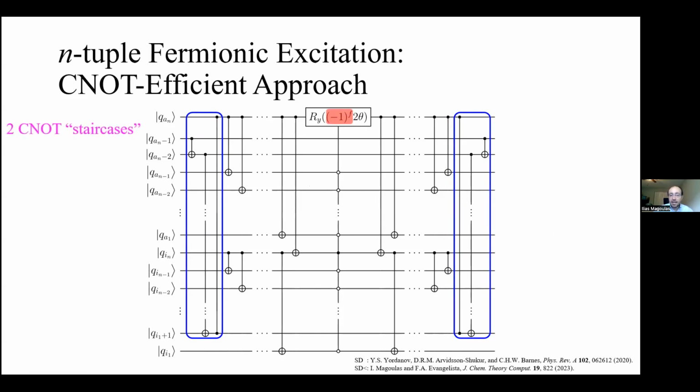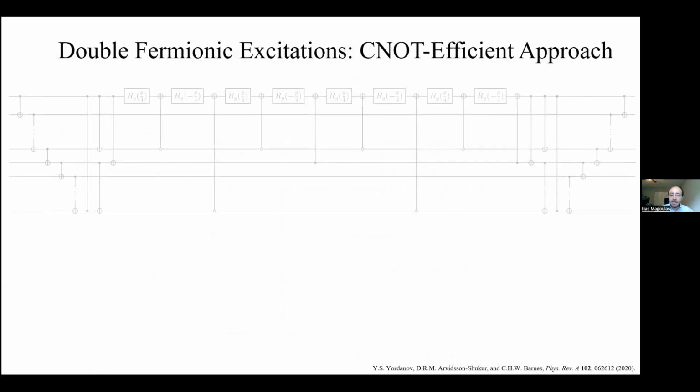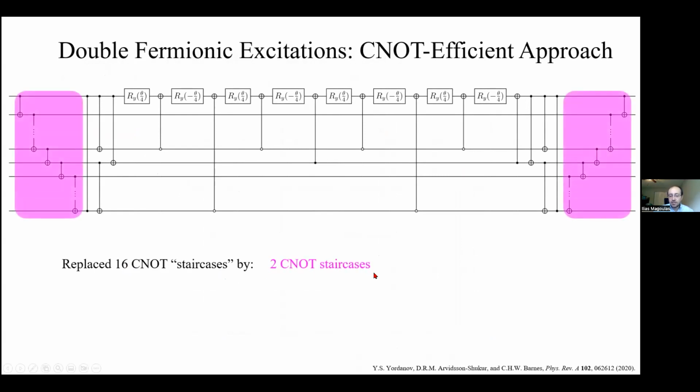The important thing is that we can have fermionic excitations with just 2 CNOT staircases independent of the excitation rank. So we go from 2n CNOT staircases to just 2 CNOT staircases. And this is an example of a double fermionic excitation. And this is how the circuit looks after you decompose this multiply controlled RY gate. So we see that we replace the 16 CNOT staircases by just 2 CNOT staircases and 14 CNOTs in between. So this is a major saving.